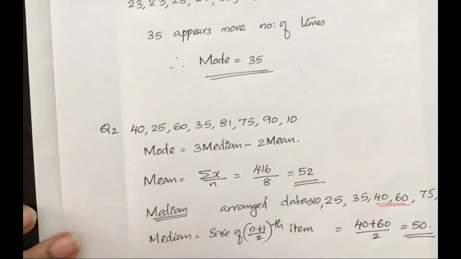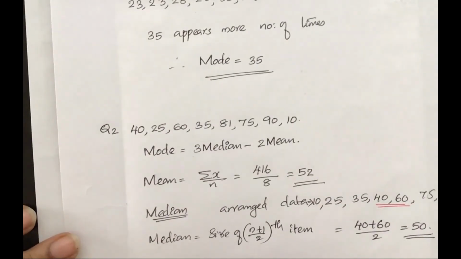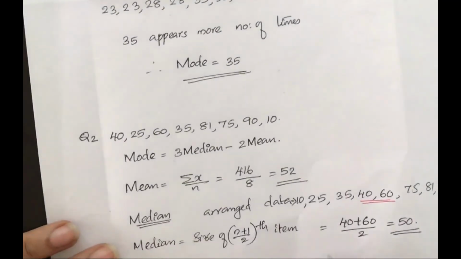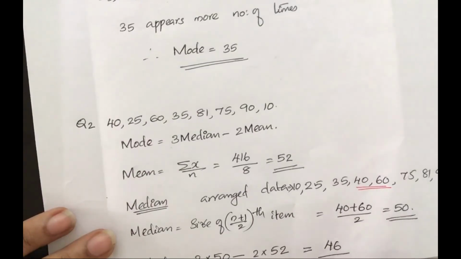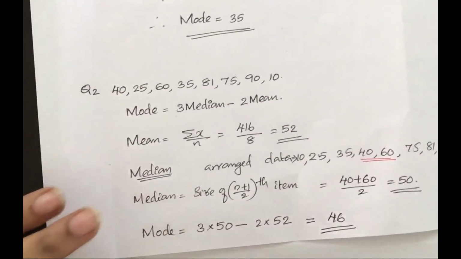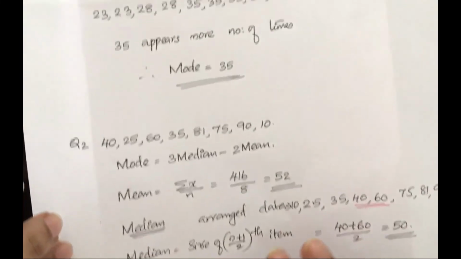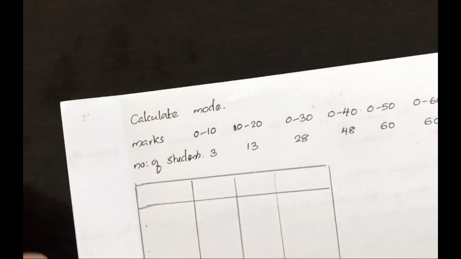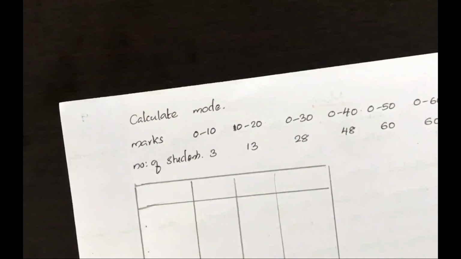So mode is equal to 3 into 50 minus 2 into 52, that is mode is equal to 46. Okay, this is the individual data type. Similarly, for discrete and cumulative data sets we also find mode using the interpolation formula. Mode is equal to 3 median minus 2 mean.